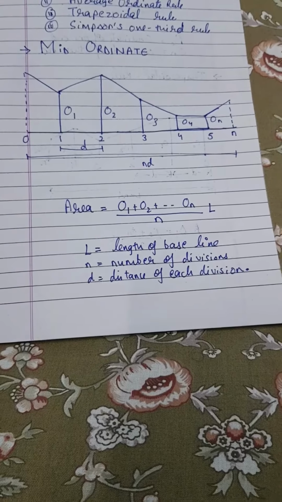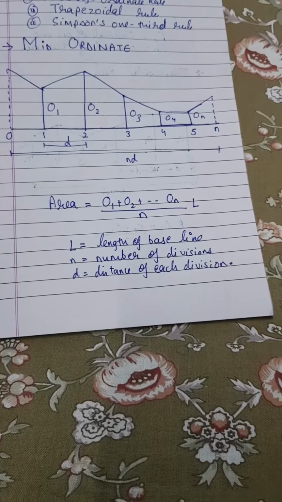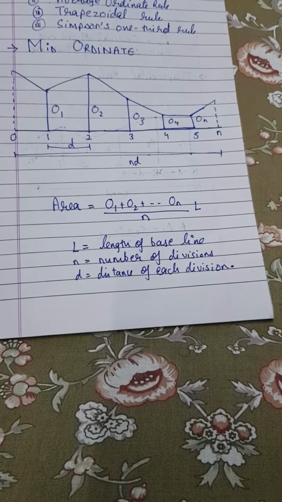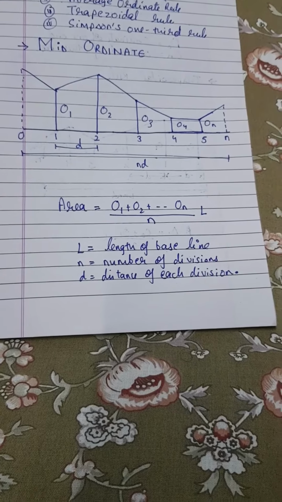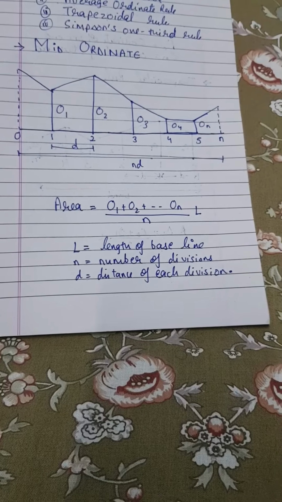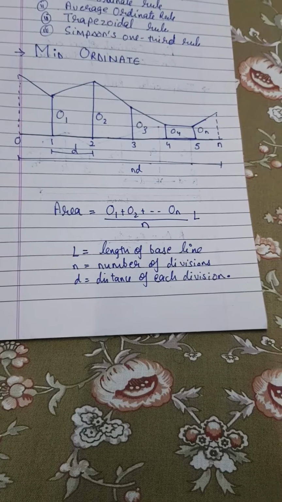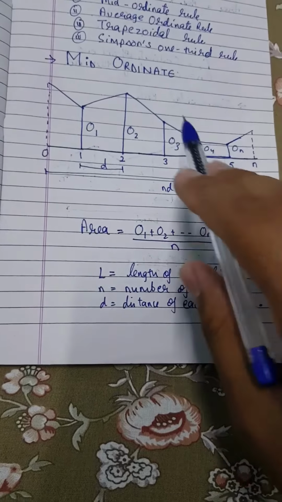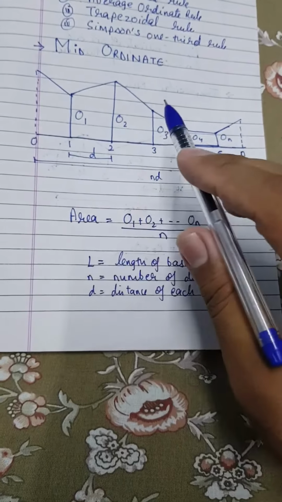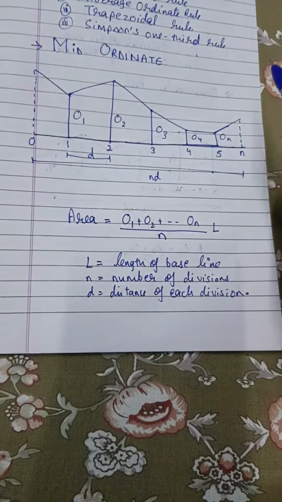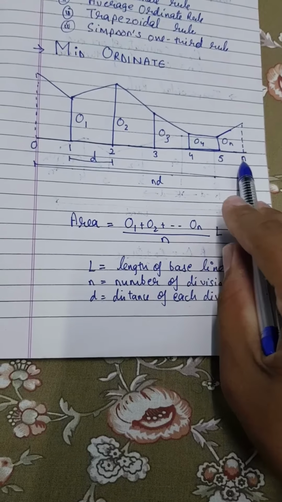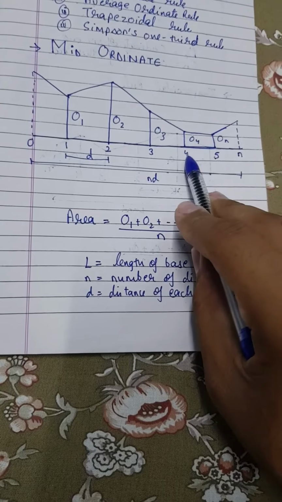Area is equal to (O1 plus O2 till On) divided by n, the whole multiplied by capital L, where L stands for the length of the baseline, small n is the number of divisions, and d is the distance between each division. Here you can see from 1 to 2 is the division, the distance, and the number of divisions. Here we have n number of divisions, but it could be 5, 4 or any.